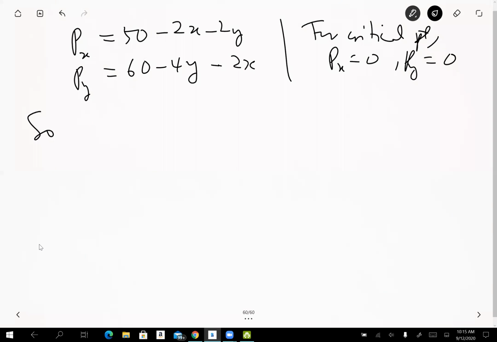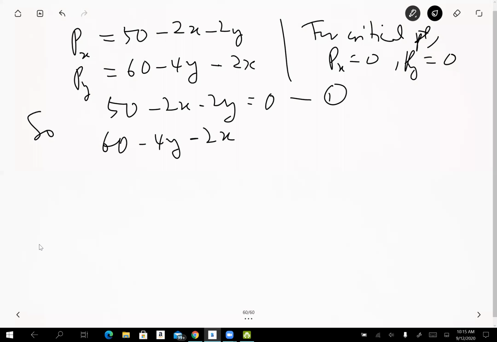Okay, so what do you have? You have 50 minus 2x minus 2y equals 0. That is number 1. And then you got 60 minus 4y minus 2x equals 0. That's number 2. So here you have a system of linear equations.